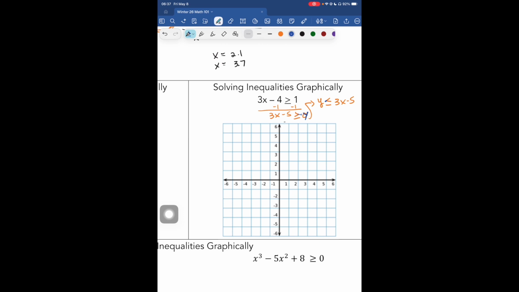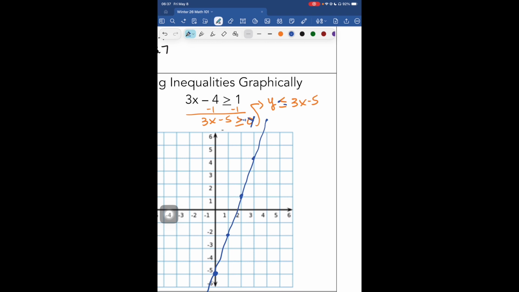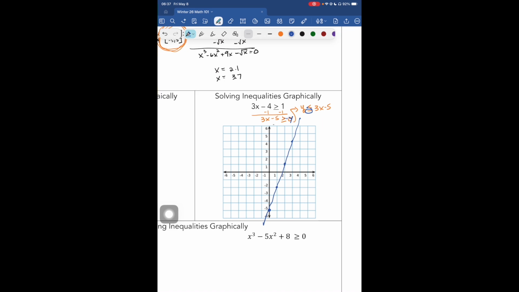Okay, let's graph. We have negative 5. We're going to go up 3 over 1, up 3 over 1. Okay, let's graph it. And we're going to graph it as a solid line because of the equals to here. If it was not equals to, this would be a dashed line. But we're including any answers on that line. And so it's going to be less than or equal to with a solid line.